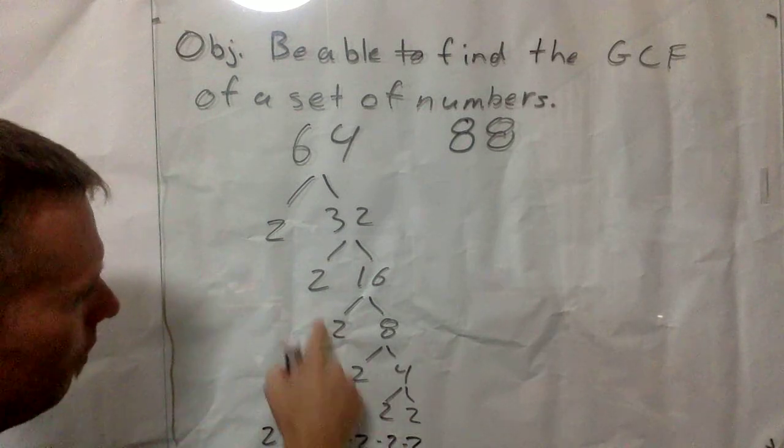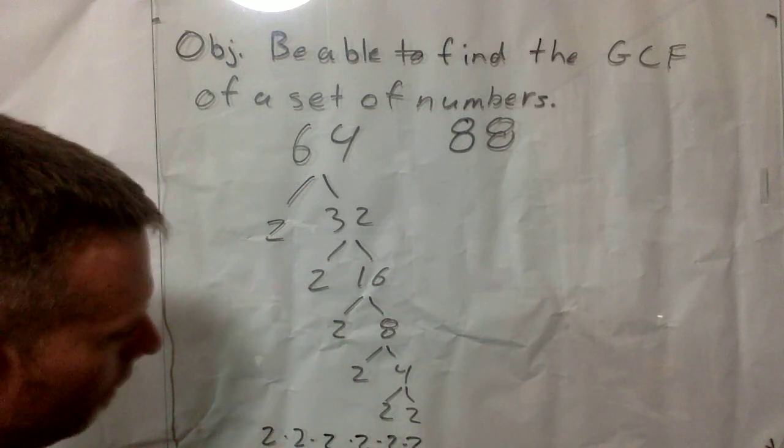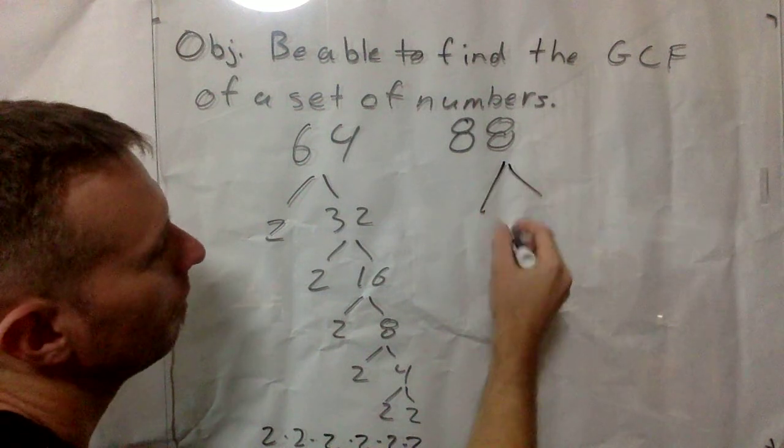1, 2, 3, 4, 5, 6. 1, 2, 3, 4, 5. Okay, got it all. All right, now how about 88?